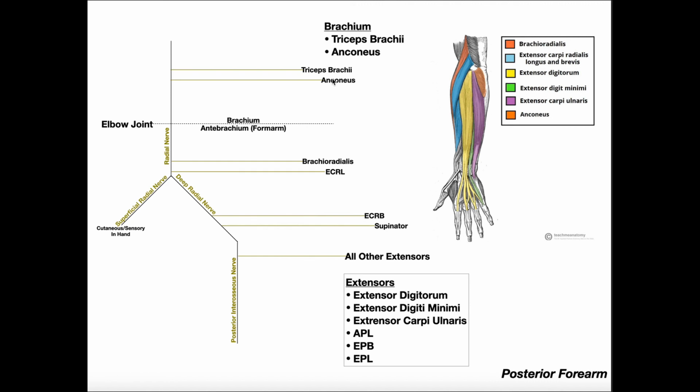So triceps brachii and anconeus, they're both elbow extensors, although of course triceps brachii is much more powerful in terms of that action. Alright, now the radial nerve crosses the elbow joint and it's going to give off two more branches. Those are to brachioradialis and extensor carpi radialis longus. Now the nice thing here is if you know these forearm muscles from lateral to medial, these two muscles are the most lateral of all of them.